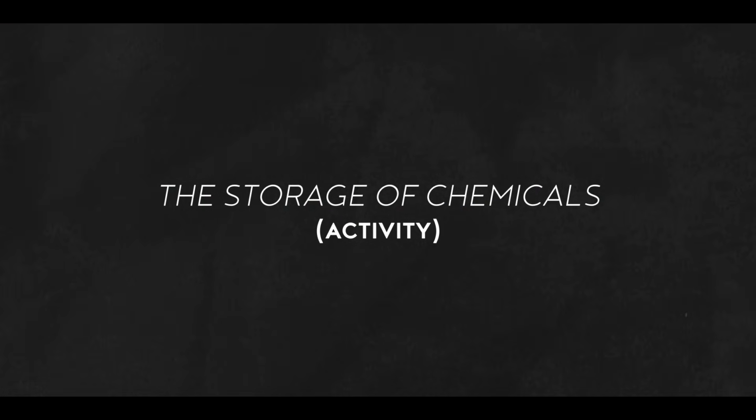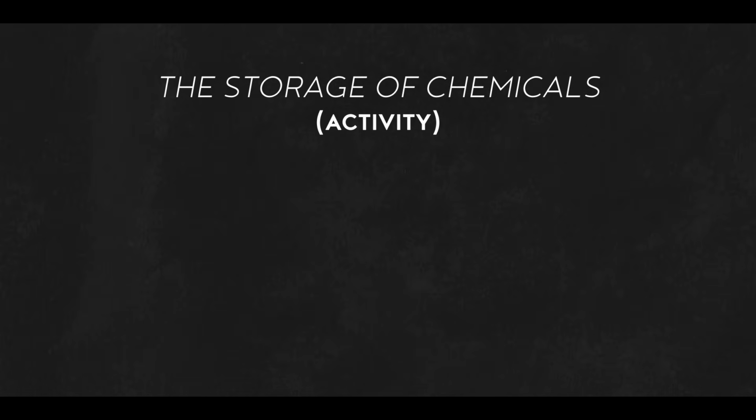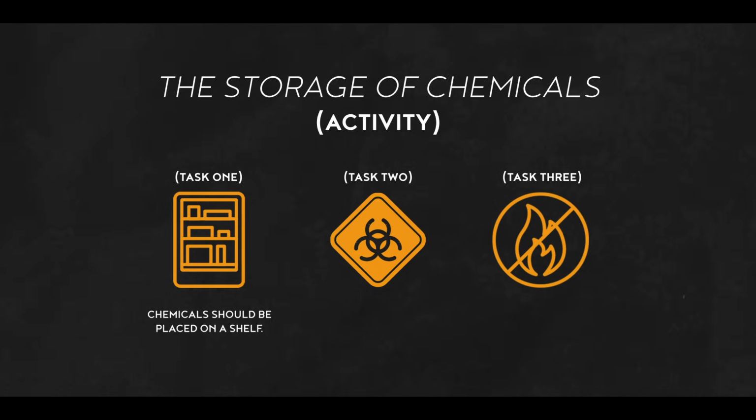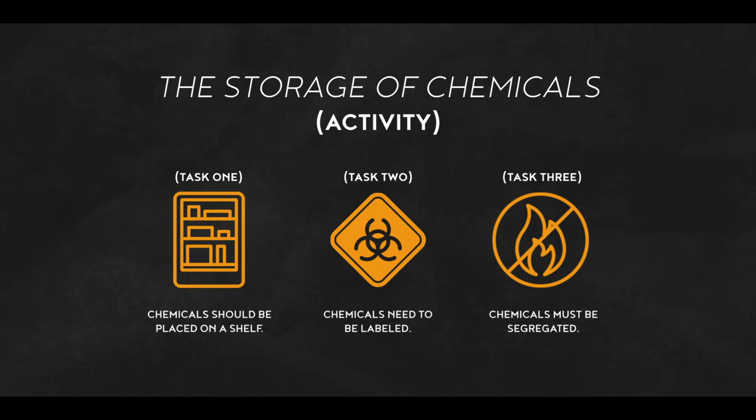As an example of this, let's have a look at the storage of chemicals, which can be seen as an activity. Now, within this activity, there are a range of tasks that need to be carried out. The chemicals need to be placed on the shelf. They need to be labeled. They need to be segregated in such a way that they cannot cause automatic combustion between one another. These are the tasks to be carried out. And these tasks have specific steps to be carried out. And naturally, as we've discussed before, these activities or tasks will have different hazards and risks associated to them, but they're very related to each other.